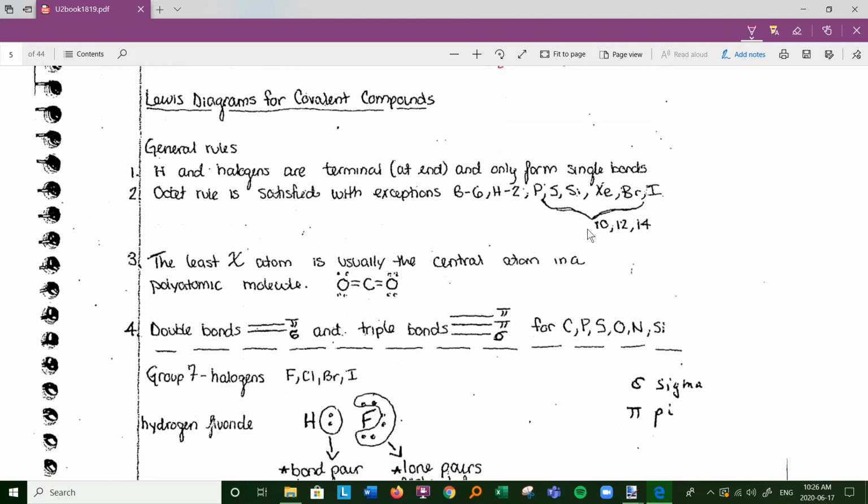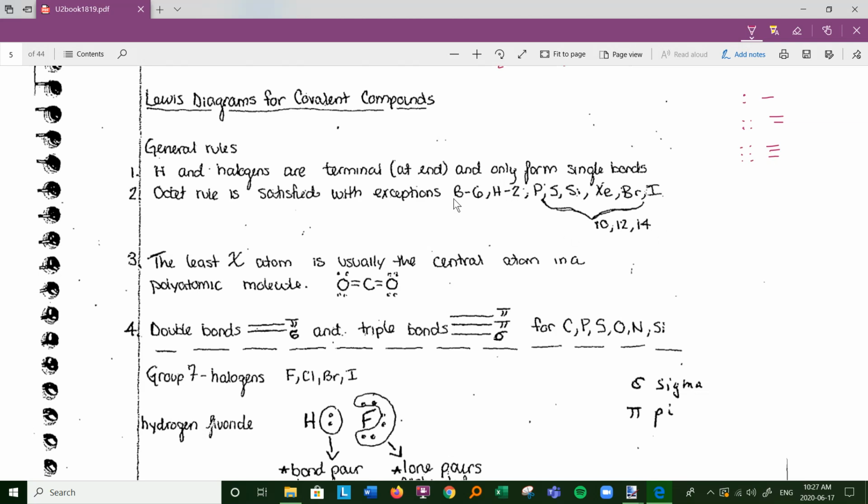The general rule is that hydrogen and the halogens are terminal, so they're at the end of the molecule you're looking at, and they only form single bonds, so just 2 dots, right? 2 dots is a single bond, 4 dots is a double bond, and 6 dots is a triple bond. Okay? You try to satisfy the octet rule. Hydrogen can't, it's too small, so it's just 2 electrons.